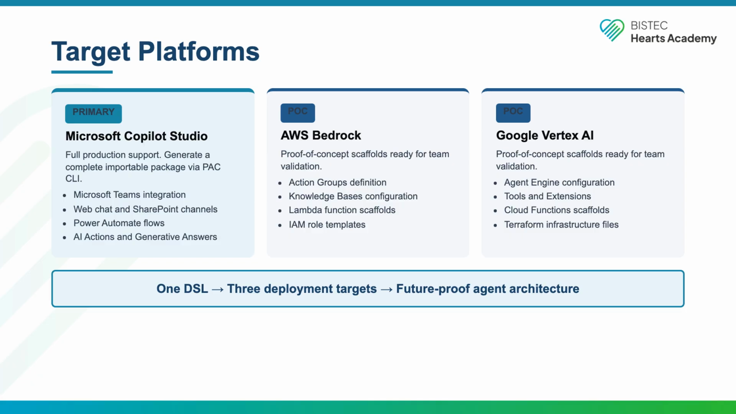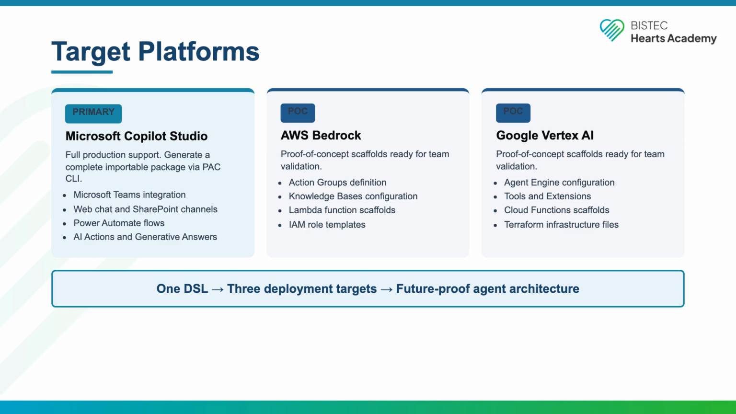AWS Bedrock and Google Vertex AI are both at proof-of-concept status. The Bedrock scaffolds cover action groups definitions, knowledge bases configuration, Lambda function scaffolds, and IAM role templates. The Vertex AI scaffolds cover agent engine configuration, tools and extensions, cloud functions scaffolds, and Terraform infrastructure files. Both are complete enough to validate the approach and hand off to platform specialists, but they're intended for team validation rather than production deployment today.